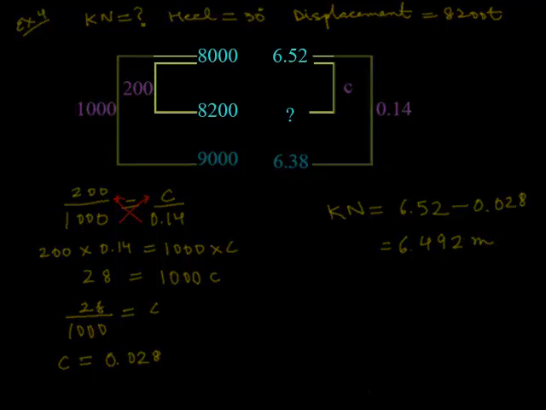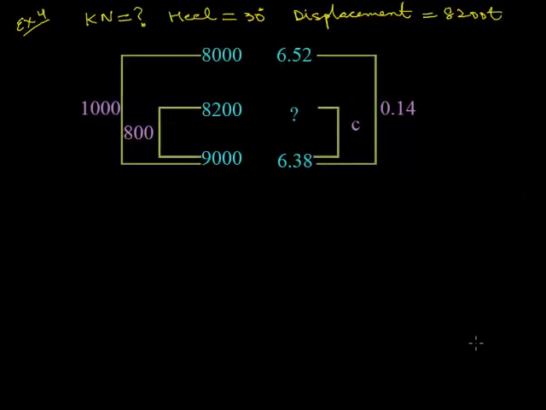Now you would think, why do we always have to use the first point? You don't have to do that, but I'll just show you in this example that if you decided to use the bottom two, or the second point, to find the value of Kn, you could do that too. So if I redraw it and set it up again, you see that the difference now between 8,200 and 9,000 is 800, and again the difference between the unknown and 6.38 is constant C.